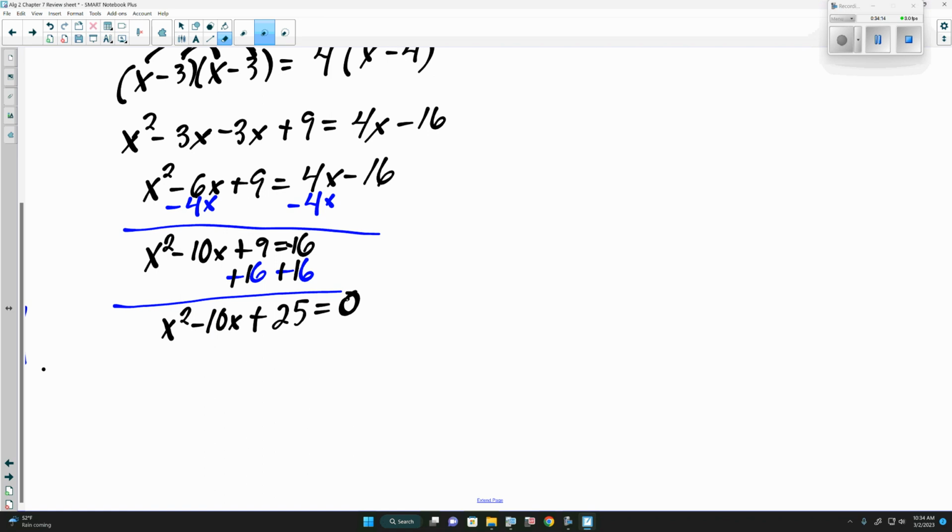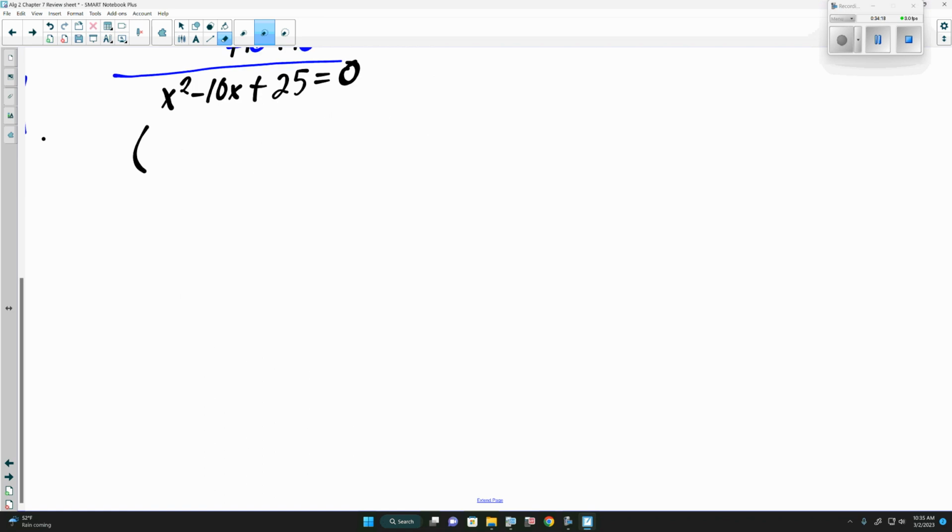Which one do y'all want to do? Factor. 2 sets of parentheses equals 0. Now again, if there's a greatest common factor at this point here, divide it out. Divide the entire equation by that number. Here there's not. And since the third term is positive, our signs are the same and match the sign of the middle term, so negative and negative.